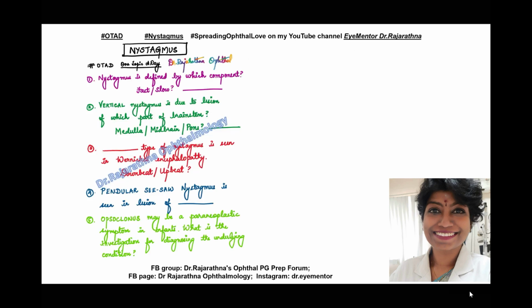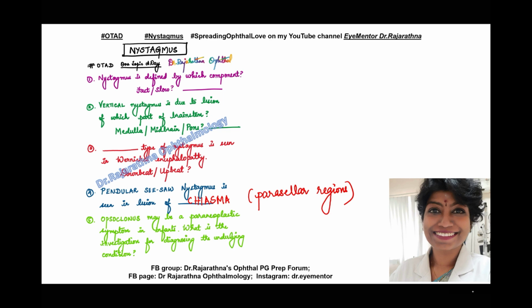Now let's see question number 4. Pendular seesaw nystagmus is seen in lesion of. See, seesaw nystagmus and that too pendular seesaw nystagmus is typically seen in lesion of the optic chiasma. Or in other words, in lesion of the parasellar region. So in and around the sella turcica, when you have lesions, you get to see this pendular seesaw nystagmus.